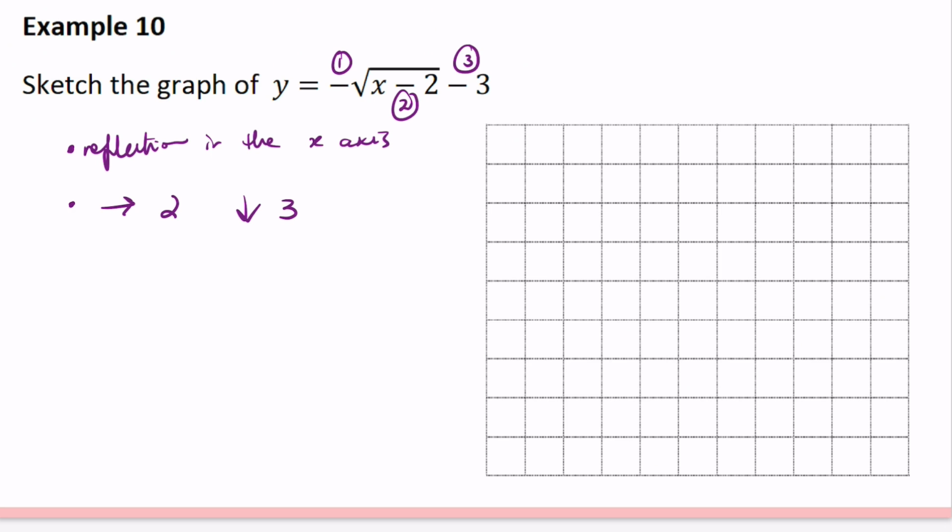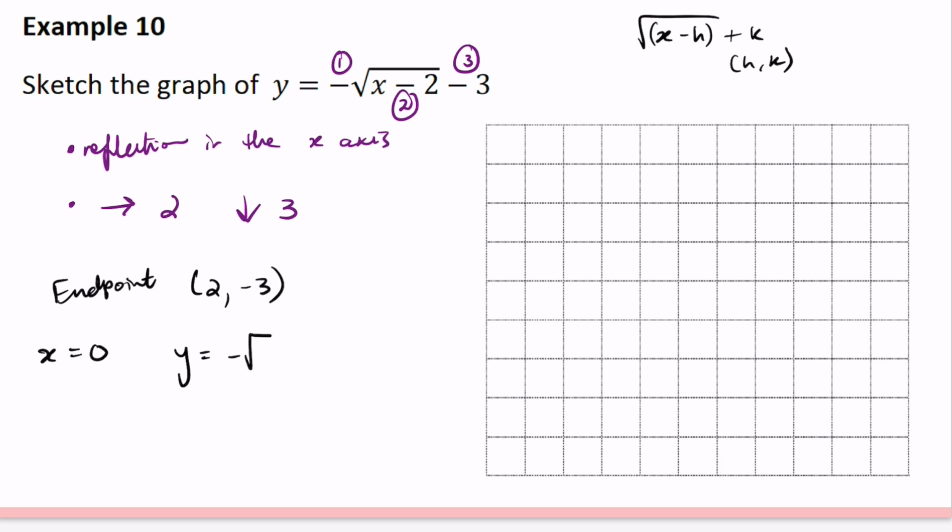Other things that we need to note are the key features of this graph. So this is a square root function. With square root functions, we need to know what the endpoint is going to be. So the endpoint, it's kind of like your basic function is x minus h plus k, and your endpoint happens at h and k. So in this case, my endpoint is going to happen at 2 and negative 3. And we also need to find any potential intercepts that we might have. So let's find our y-intercept first. We can see that we can't take the square root of a negative, so there's not going to be any y-intercept. If we do have an x-intercept, we'll make y equals 0.